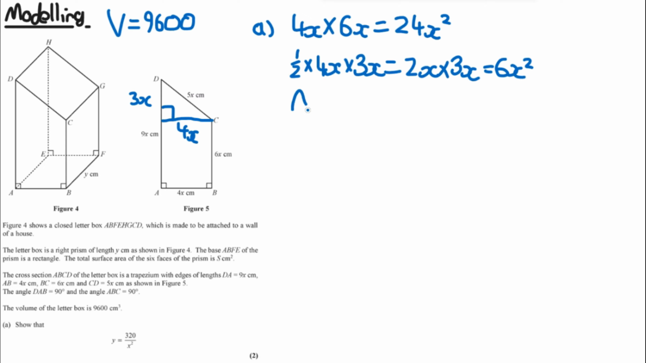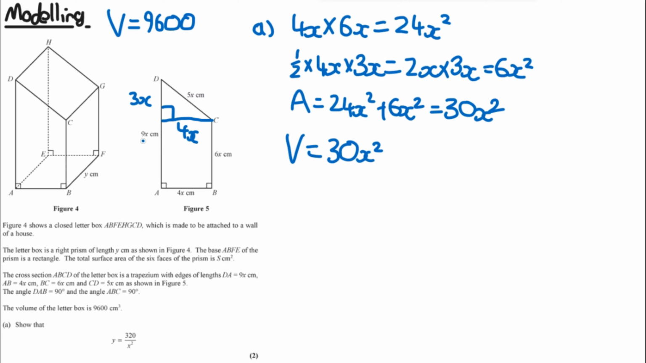So the total area of this shape is these two areas added together, 24x squared plus 6x squared, which is equal to 30x squared. So we know the area of this side, and therefore the volume is this area, 30x squared, times the length of the prism, which is y. So times y, and we can just write this as 30x squared y, and then we can equal this to 9,600. This is the very typical exam question which I was talking about at the start.